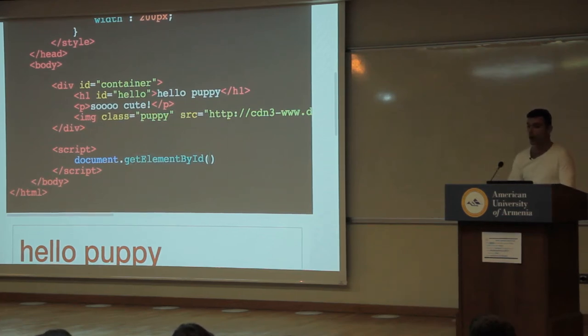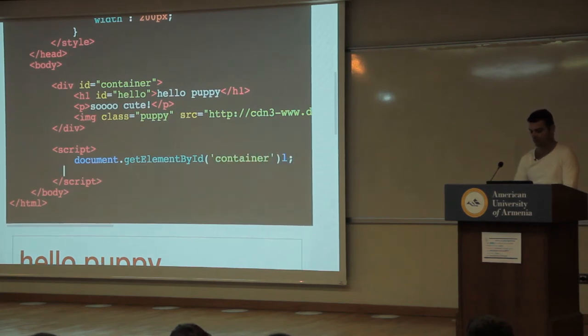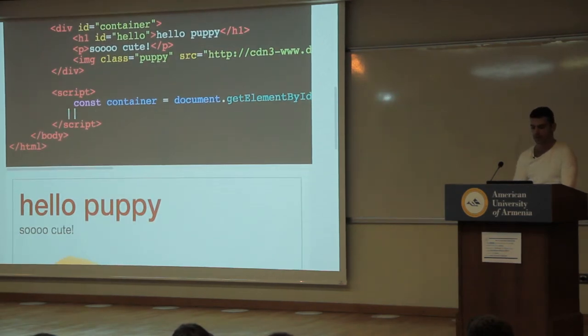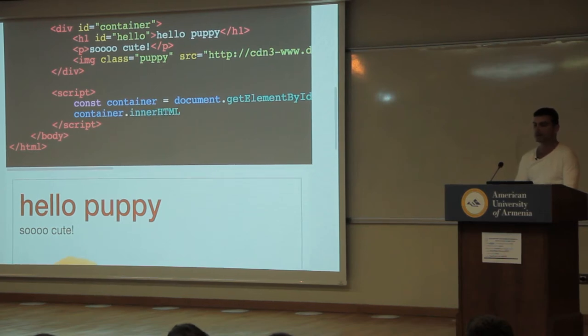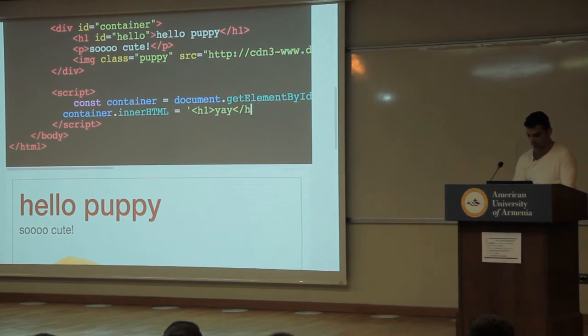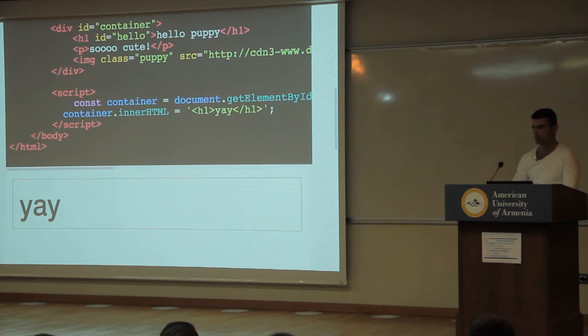So then, what do you think is the argument for something like get element by ID? The ID of the element that you want. Fair. Okay, so let's get a reference to this div. So let's write as a string the ID of that div, which is container. Let's store that into a variable, const container. Okay, now if I did something like container.innerHTML, that is to say the HTML that is inside, I want to put H1, yay, H1, boom, boom, bam.